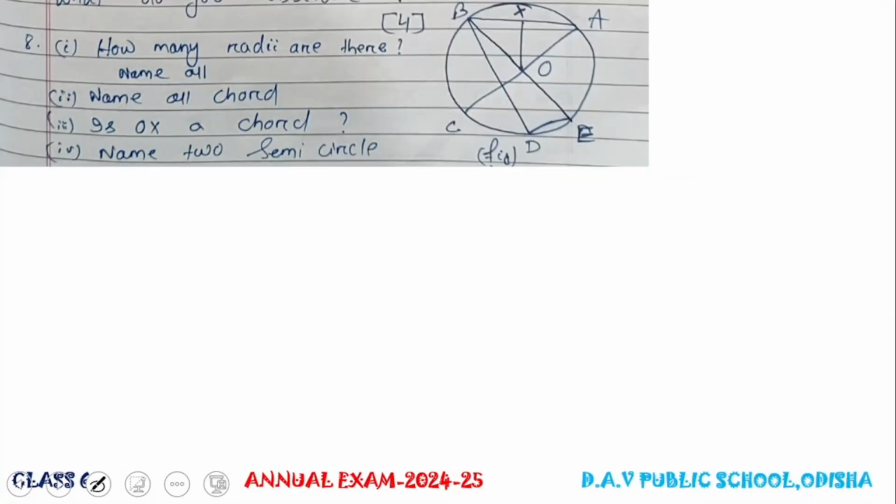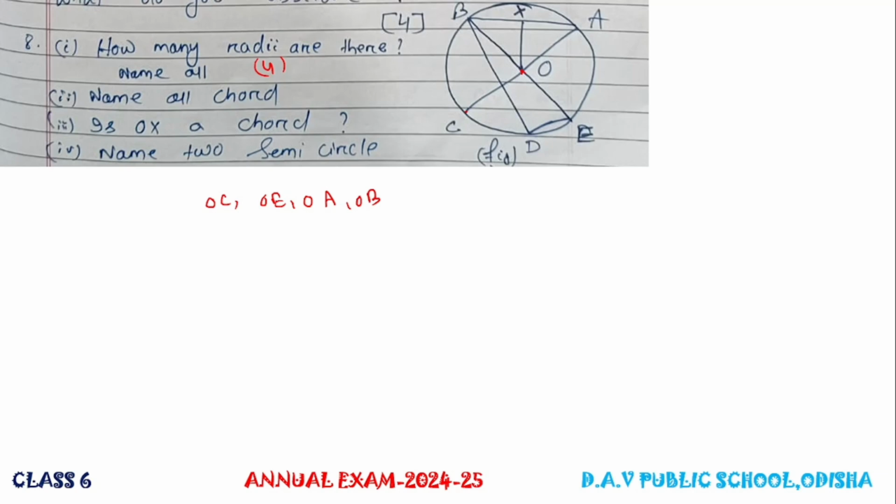Next question and the last question. How many radii are there? Okay, count. Radii means from the center to the circumference, that is OC and OE, OA, OB. So how many? 4. So the answer is 4.